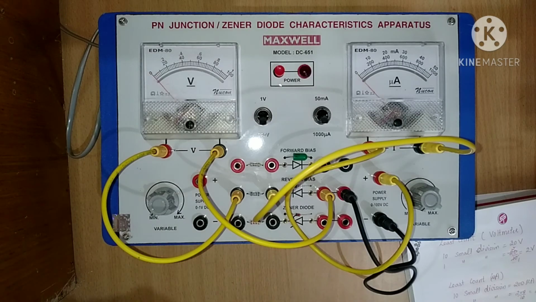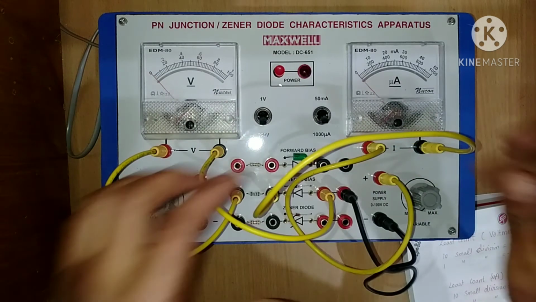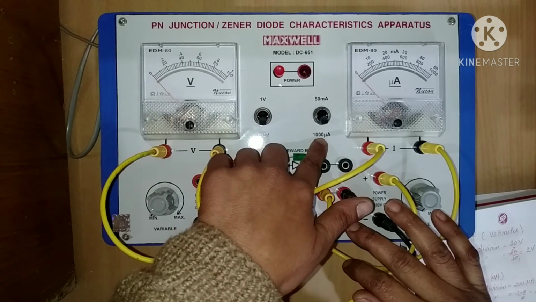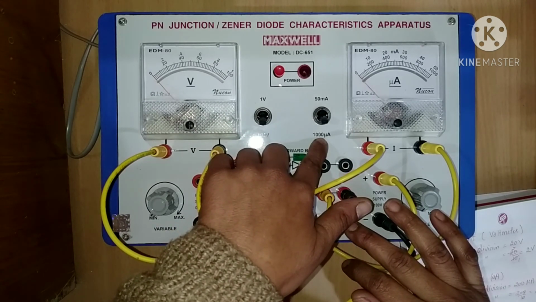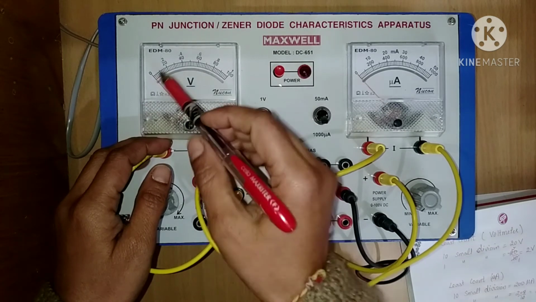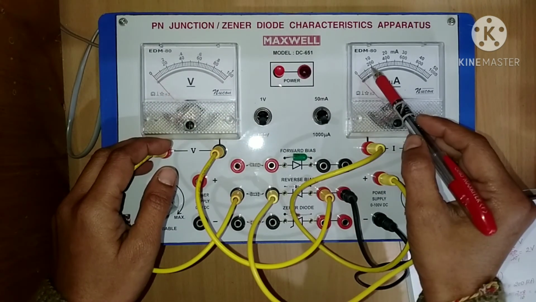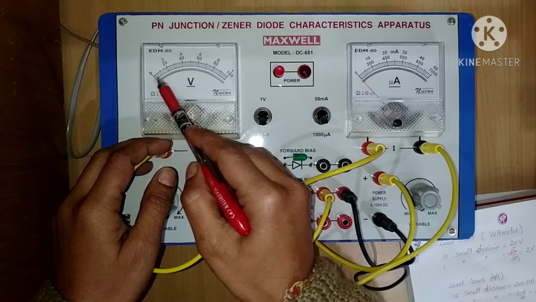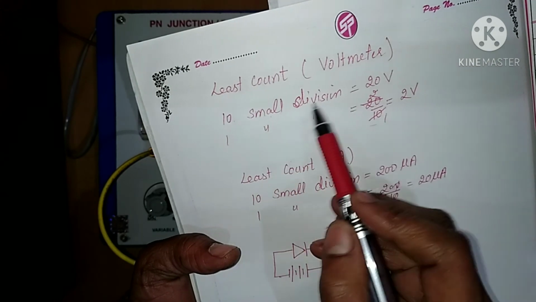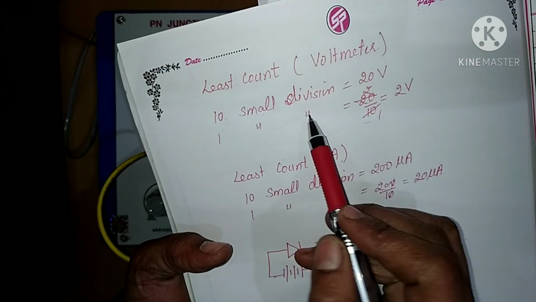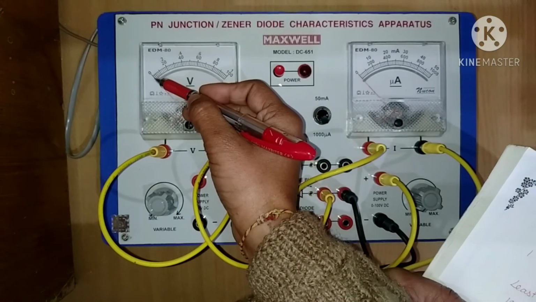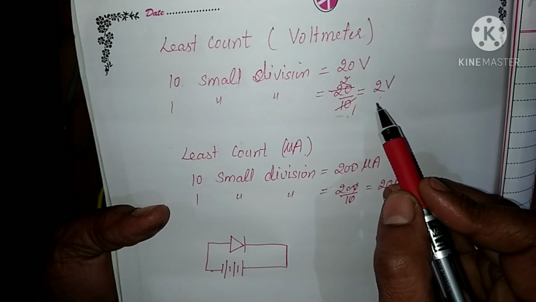Now students, first of all we calculate the least count. So now we set the toggle at 100 volt and 1000 microampere. Clear? So here 10 small divisions. Now we take the reading from your lower scale, both of the sides. So 10 small divisions are equal to 20 volt. So 1 small division is equal to 20 upon 10, which is equal to 2 volt. It means that the value of this one small line is equal to 2 volt.